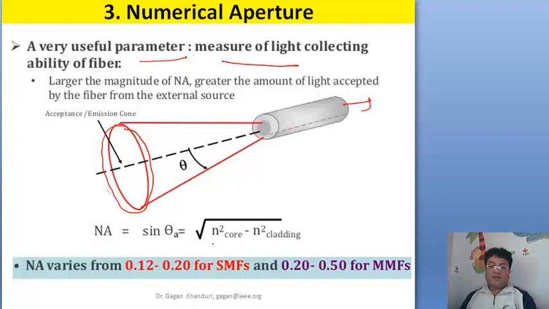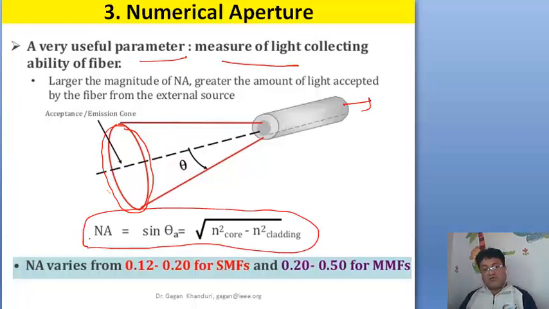Okay, so this can be characterized by a figure of merit, a number called numerical aperture. It is given as sine theta a, and this formula we already have, that is under root n1 square minus n2 square, where n1 is the refractive index of core and n2 is the refractive index of cladding. So numerical aperture varies from 0.12 to 0.20 for single mode fibers, and 0.20 to 0.50 for multi-mode fibers. So these are some values that you should remember.